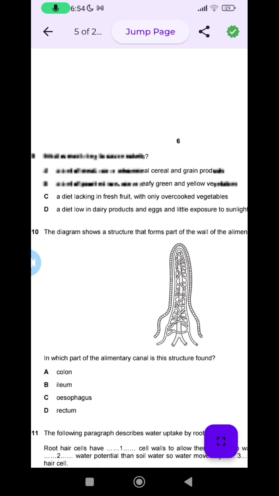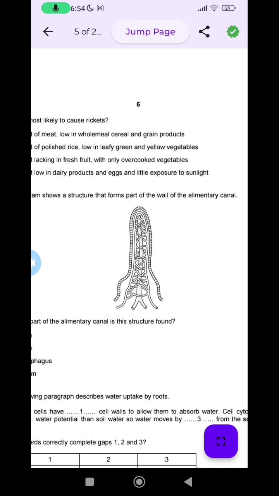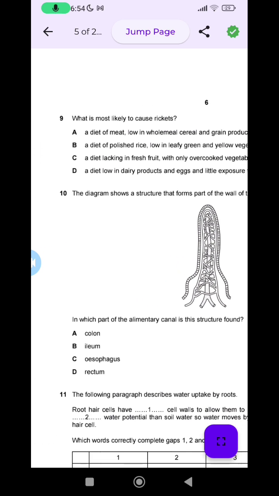A diet lacking in fresh fruit with only overcooked vegetables. Now this is a diet which supplies us with vitamin C, not calcium, so this is also incorrect. Now D, a diet low in dairy products and eggs, and little exposure to sunlight. Now this is the correct option, D, for the ninth.